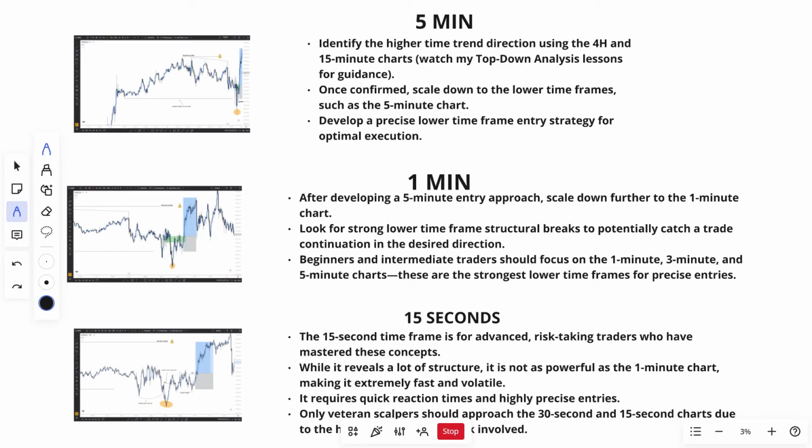After developing a 5-minute entry approach, we then scale down further to the 1-minute charts to look for strong lower time frame structural breaks to potentially catch a trade for continuations in our desired direction. Beginners and intermediate traders should only focus on the 1-minute, 3-minute and 5-minute. These are the strongest lower time frames for precise entries.